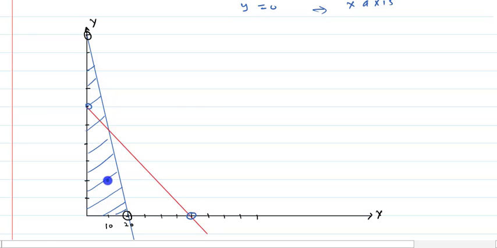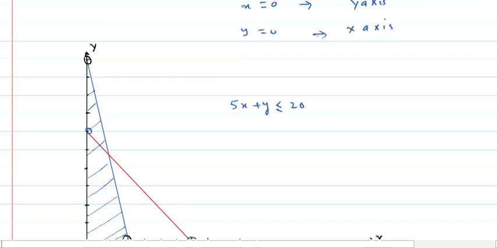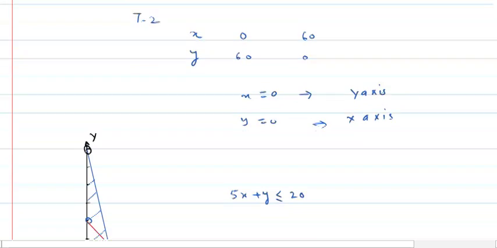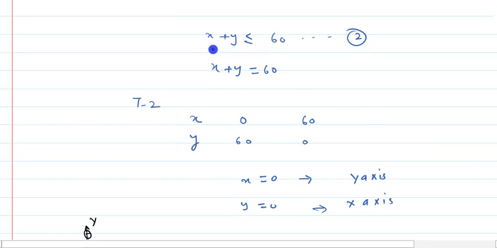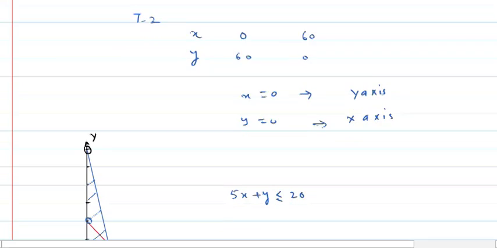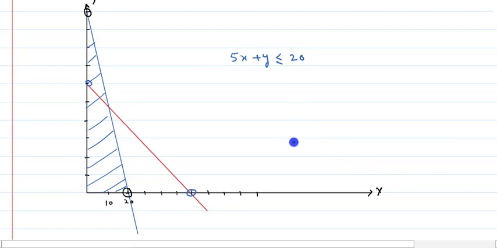So this is the reason that we are getting due to the inequation 5x plus y less than equal to 20. Now the next inequation that we are having is x plus y less than equal to 60. So clearly again if we put x as 0 and y as 0, 0 will be less than equal to 60, which is also a true statement. So therefore its shading will also be towards the origin. So this is the shading which corresponds to the inequation x plus y less than equal to 60.